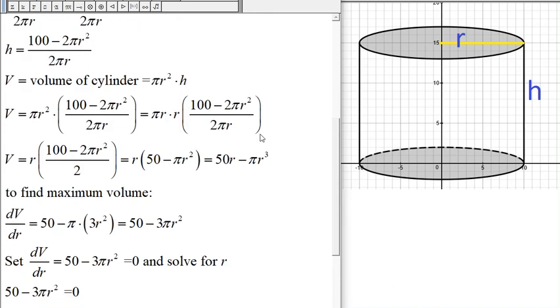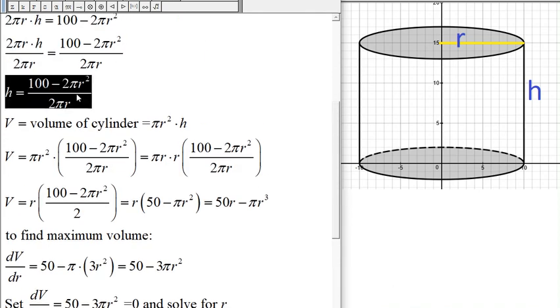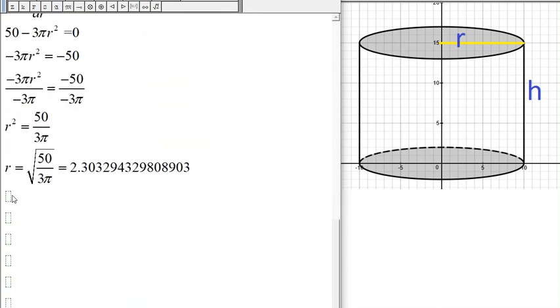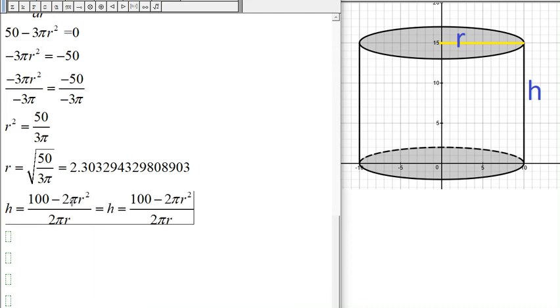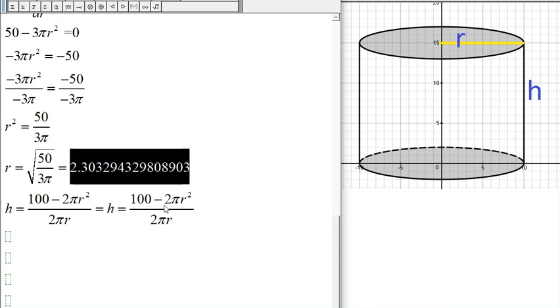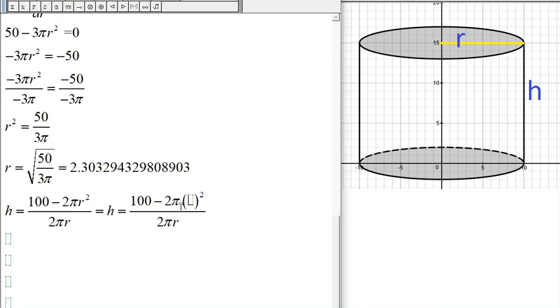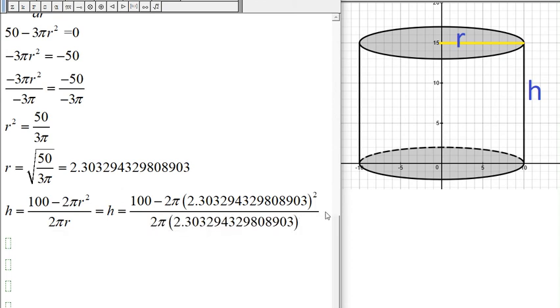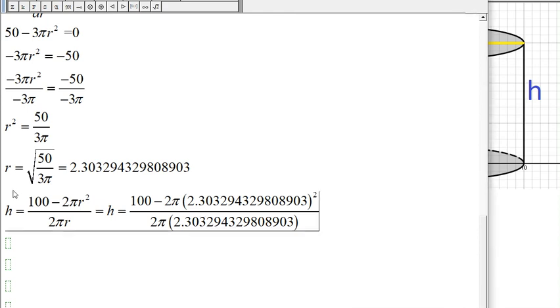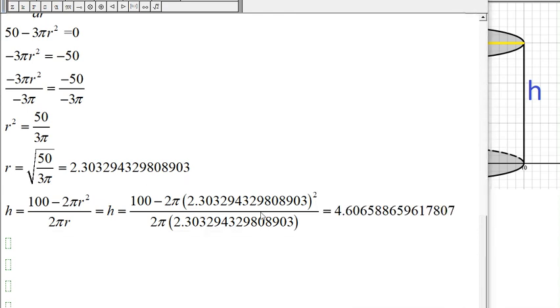Now we need to get the height. The height is going to be this number squared, and then that number squared, and then simplify this on a scientific calculator, and we'll get about 4.6065.